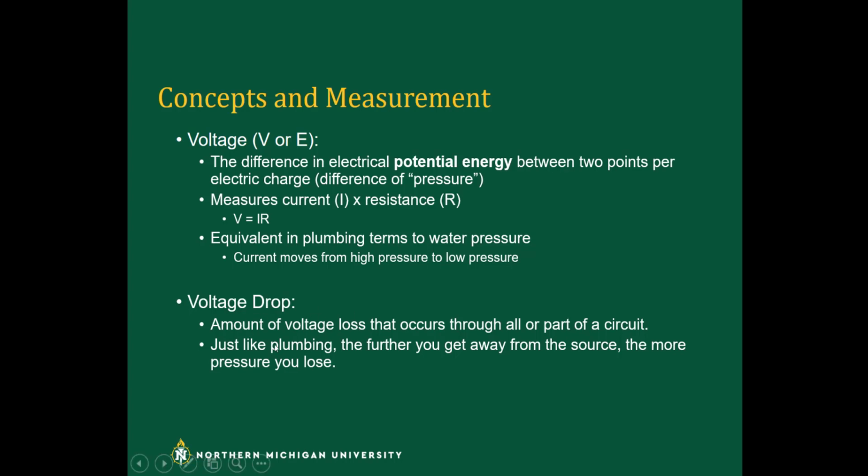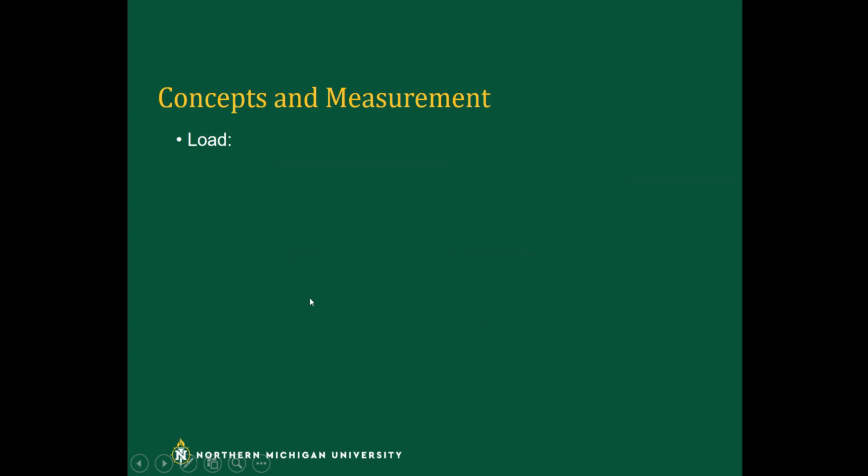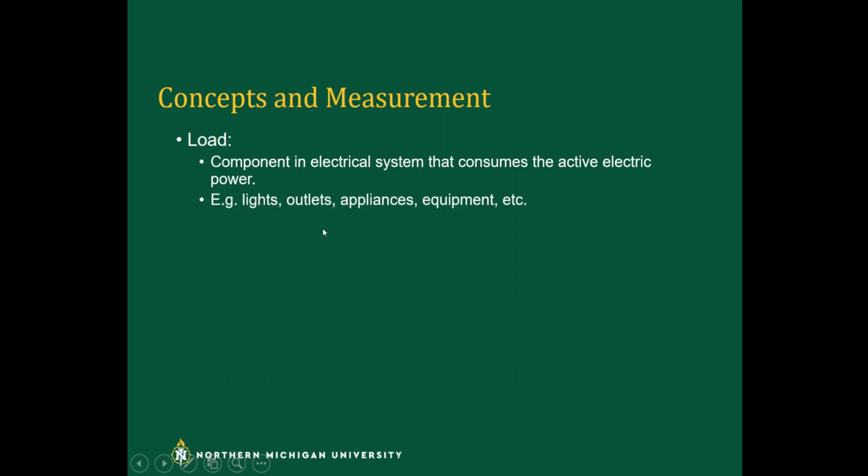So when we're talking transmission and going to the power grid and everything, the further we have to transmit power across, the more voltage we're going to be losing throughout. And then the last major component is load, and this is the component that is consuming the active electric power. So this is our lights, our outlets, appliances, equipment, etc. We measure power in watts.